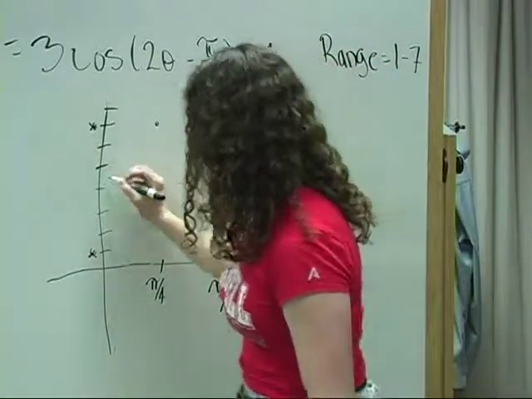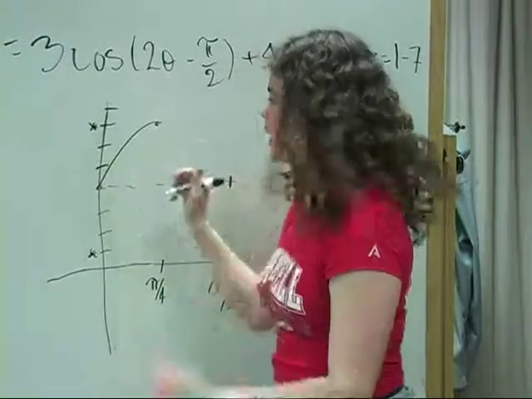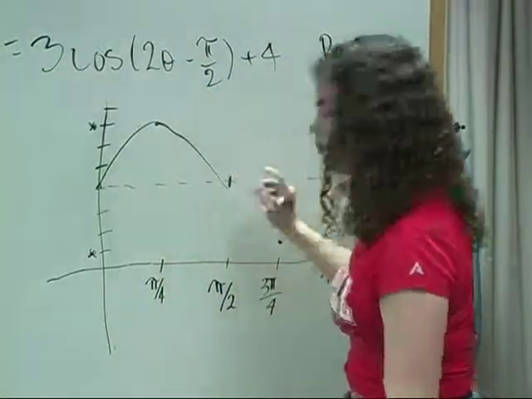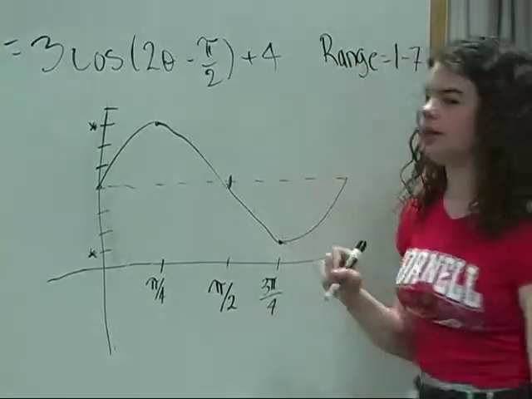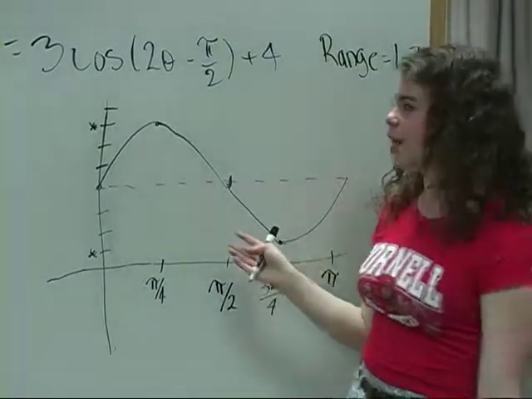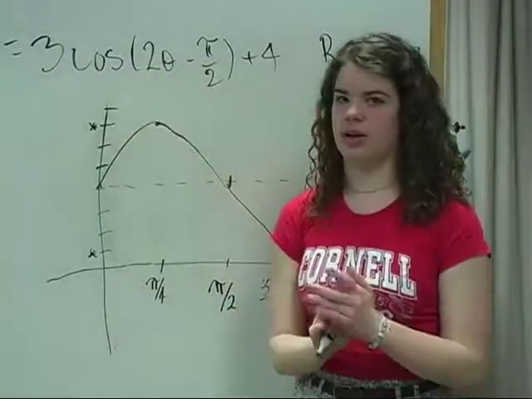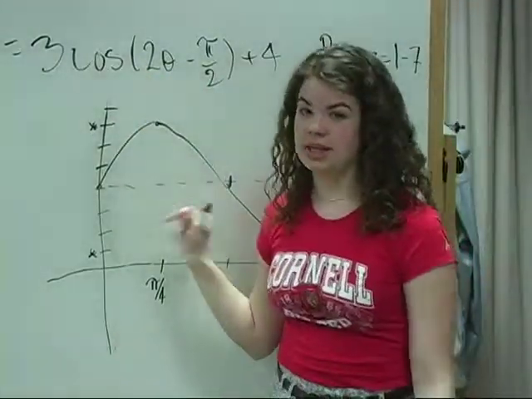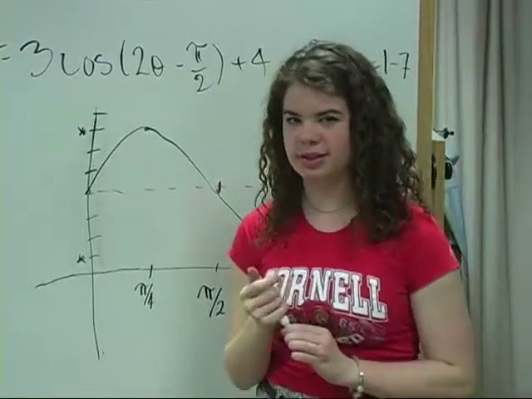So now, we start here at our midline. We go up, we hit the maximum. Then we go down, we hit the halfway point. We go down, we hit the minimum, and we come back up and hit the midline. And voila, that is how you have graphed this entire change of our cosine graph. And remember, even if it does look like sine, it's still a cosine. You just moved it pi over 4 to the right. And that's it.